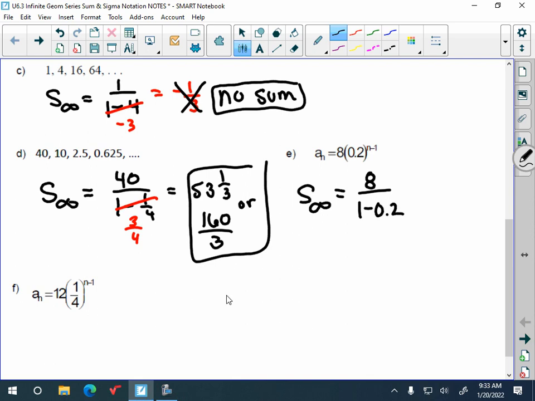0.2, right. Okay. So if you look at your formula sheet, the explicit rule for geometric, it's already in the form A1 times R to the n minus 1. So A1 is 8, R is 0.2. All right, so 1 minus 0.2 is 0.8. So that's going to be 10.